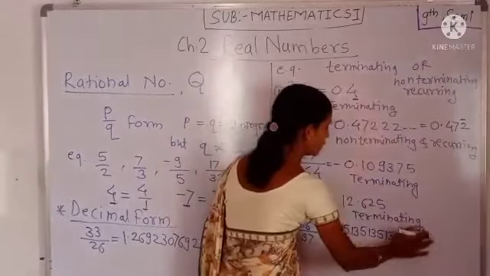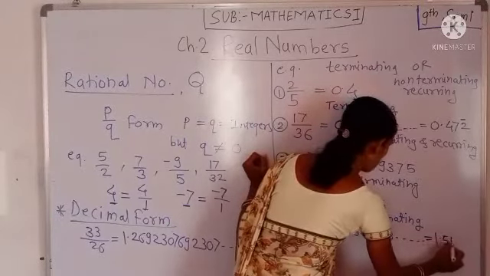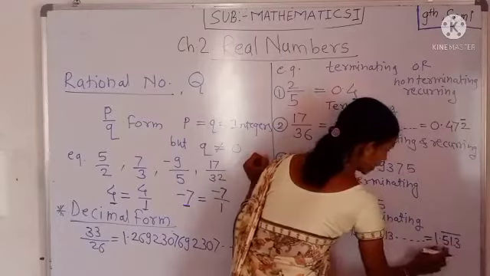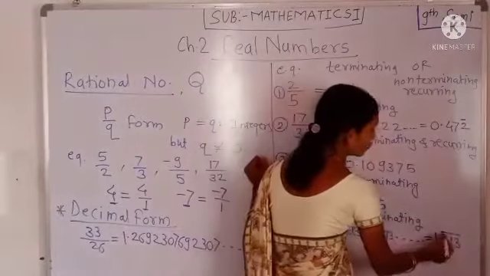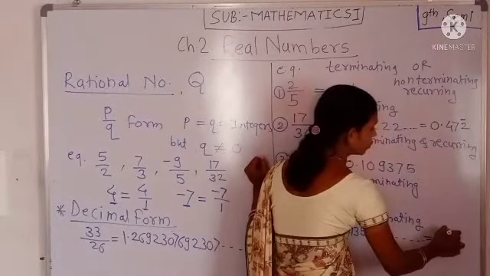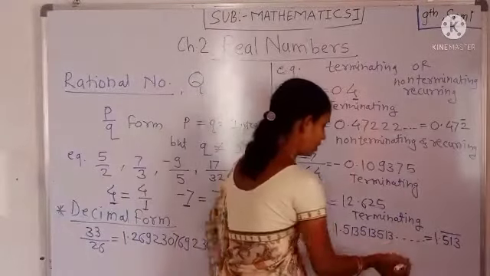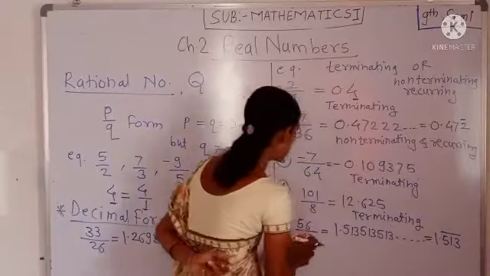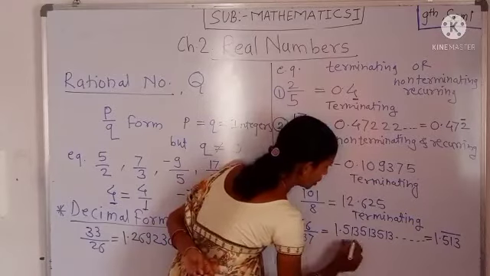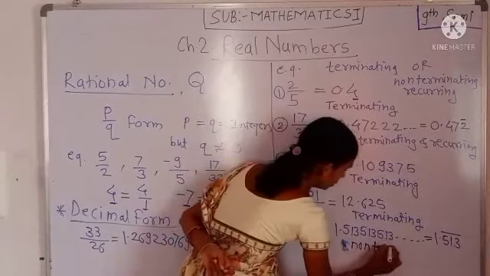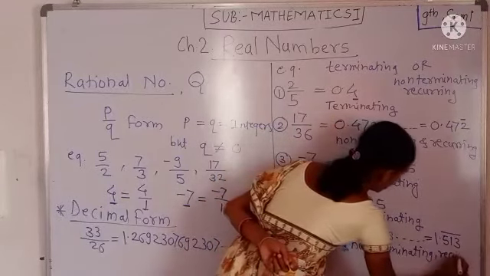As well as see here 56 upon 37, which is 1.513. It gets repeated many times. That means we can write it as 1.513 with a bar, since that set of 3 numbers gets repeated many times. Therefore the bar sign is used over that set of numbers which gets repeated. That means the decimal form of this rational number is non-terminating and recurring.